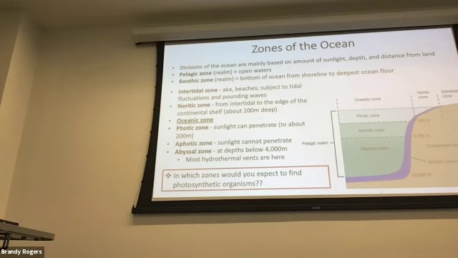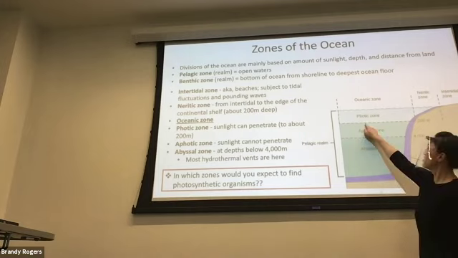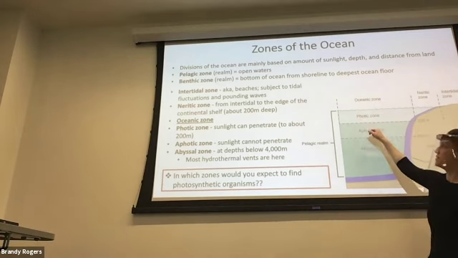Is it shallow enough to have light penetrance, do you think? Yes. So would you expect to see photosynthetic organisms there? Yeah, for sure. You'll notice that we're also calling about 200 meters the photic zone.